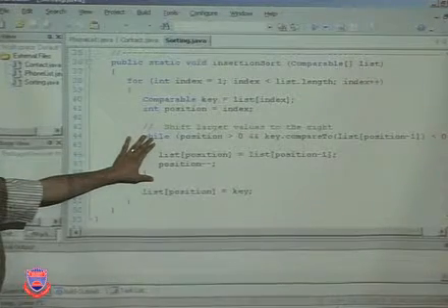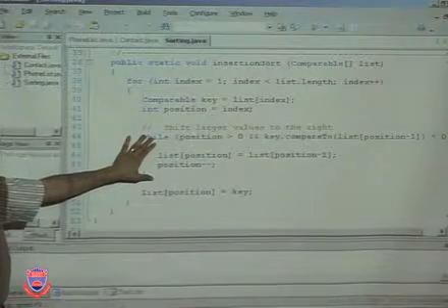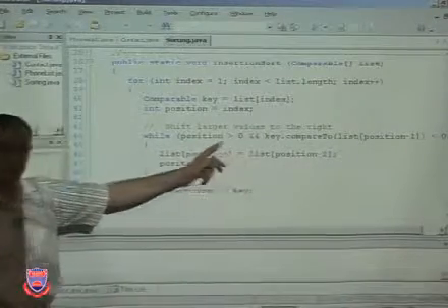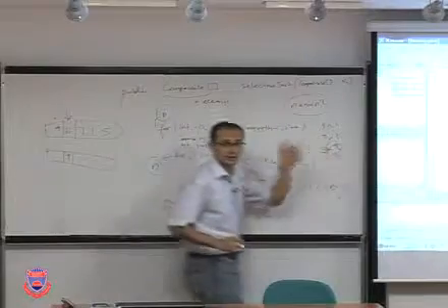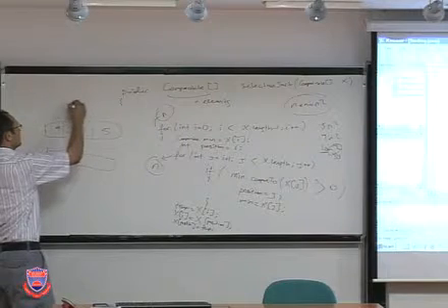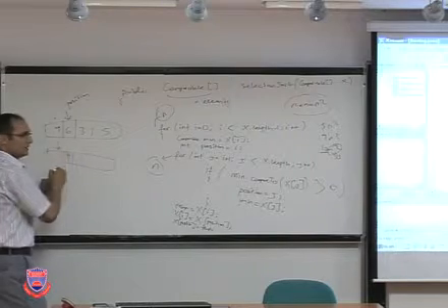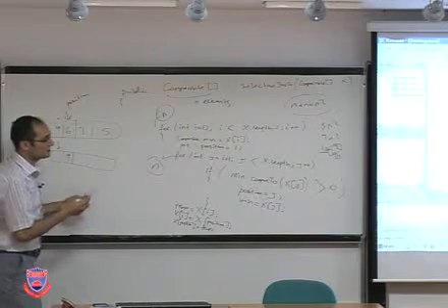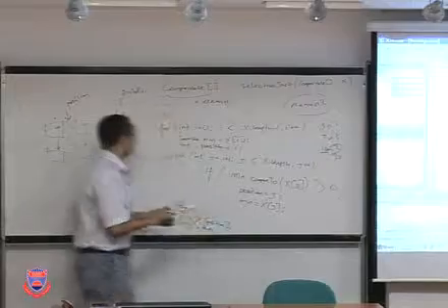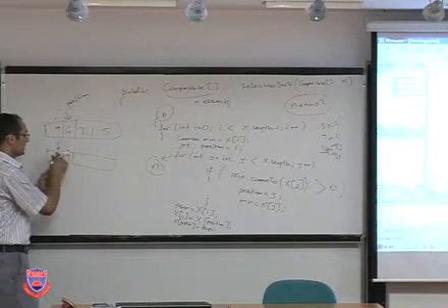Why am I going to finish the loop? Because position is not greater than 0. It is now equal to 0, since it was 1 position. Next time it's going to be decremented by 1, and then my position will be 0, which I won't need to continue. And then list position is equal to key, so list position, which is this one, equal to key, which was my key initially. 6 will come here, right?